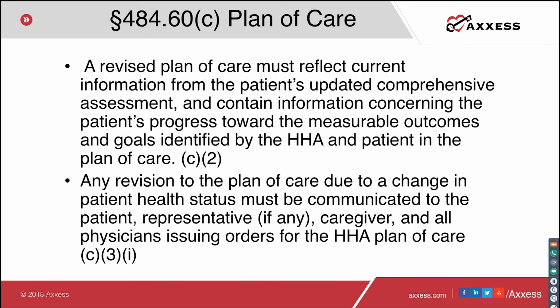The revised plan of care has to reflect current information from the patient's updated comprehensive assessment and contain information concerning the patient's progress toward those measurable outcomes and goals identified by the agency and the patient in the plan of care. And then any revision to that plan of care due to a change in patient health status must be communicated to the patient, the representative if they have one, the caregiver, and all physicians issuing orders for that agency plan of care. We've talked about that already in the webinar today.